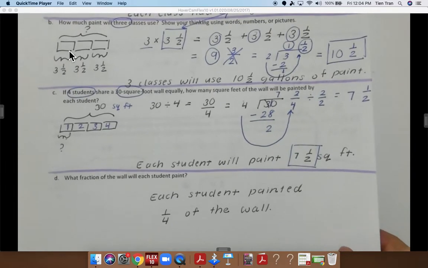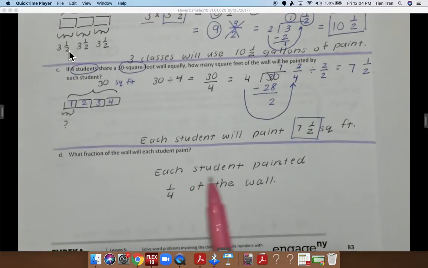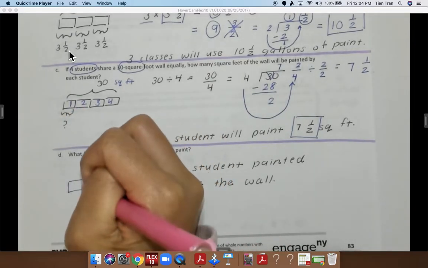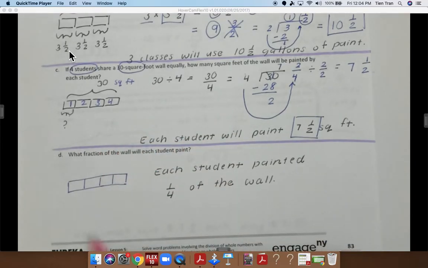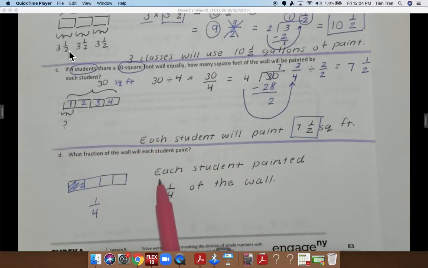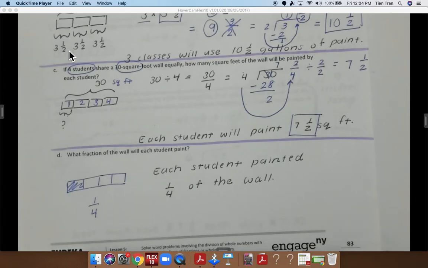For problem D, what fraction of the wall will each student paint? Looking at this tape diagram, the same one up here, if you have 4, and you know that one student will paint one part of it, that means that you have 1/4. So each student painted 1/4 of the wall.